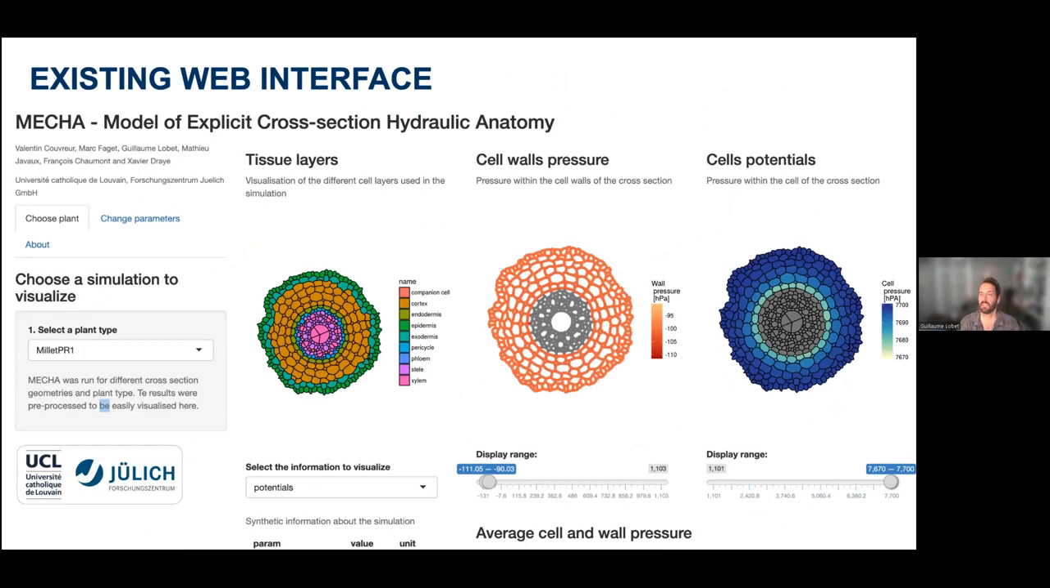So for the web interfaces, we have a couple of them existing for the single models. This is an example of a web interface. I forgot to put the link. I can send it afterwards.